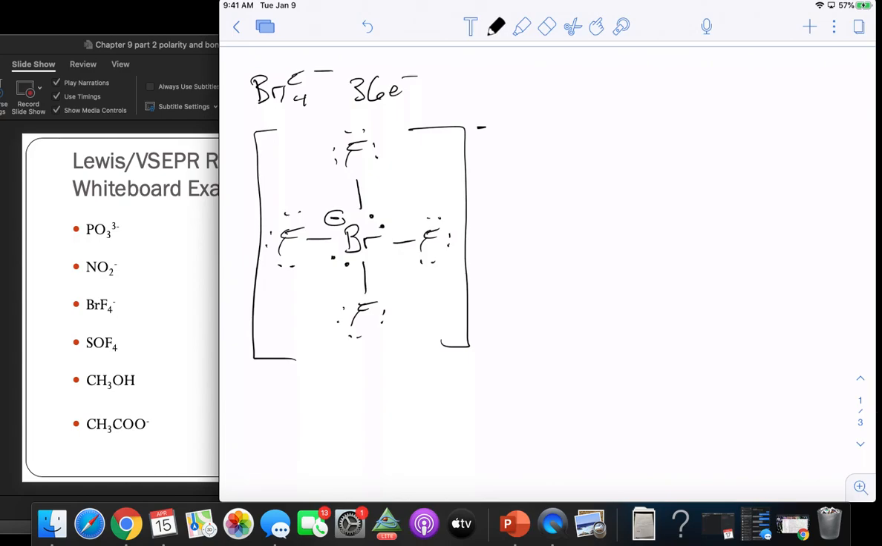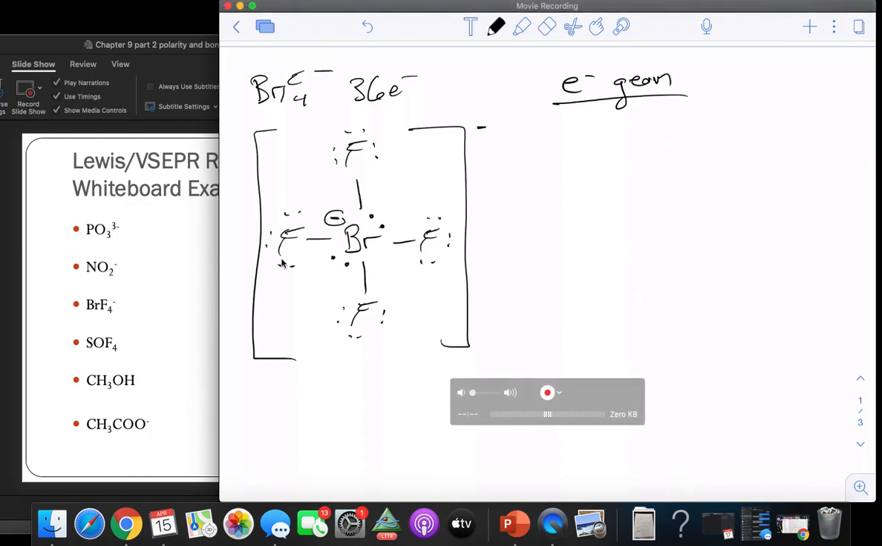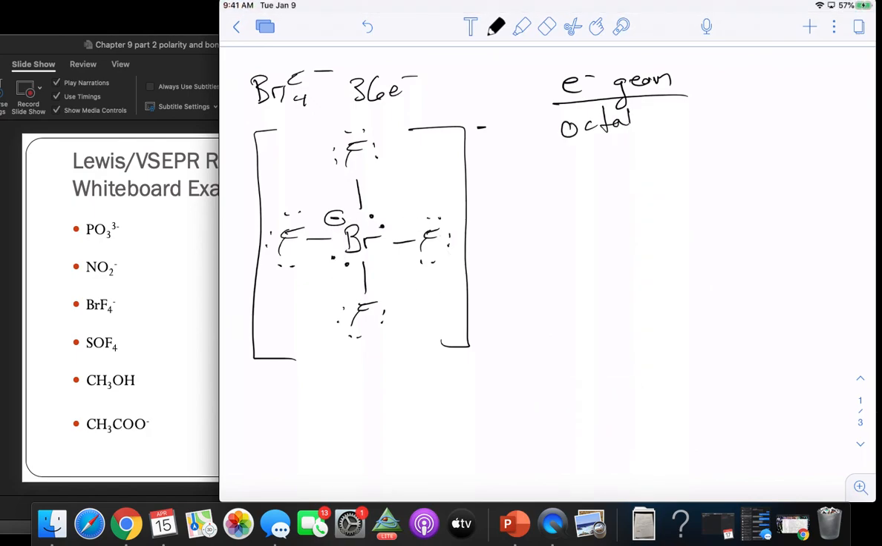All right, geometry-wise, electron geometry. So we have 2 lone pairs and 4 bonds total around our central atom. So 1, 2, 3, 4, 5, 6 total things overall. Means that our electron geometry is octahedral. And then since we do have 2 lone pairs on that central atom, if we start out octahedral and have 2 lone pairs, that's going to give us square planar for the molecular geometry.